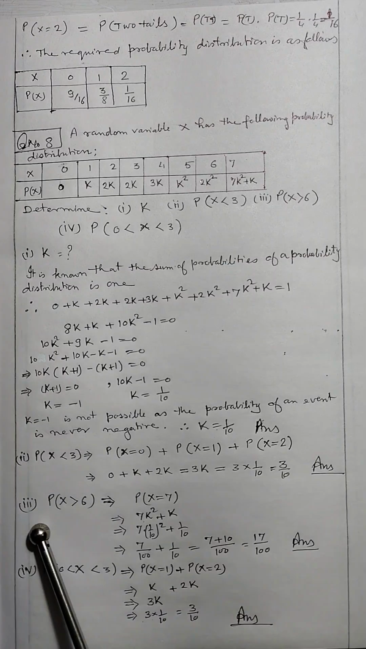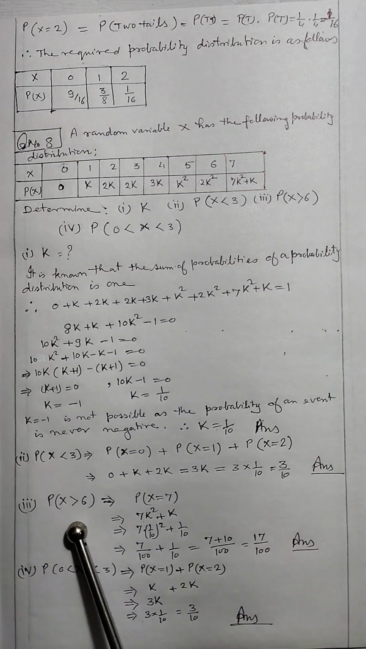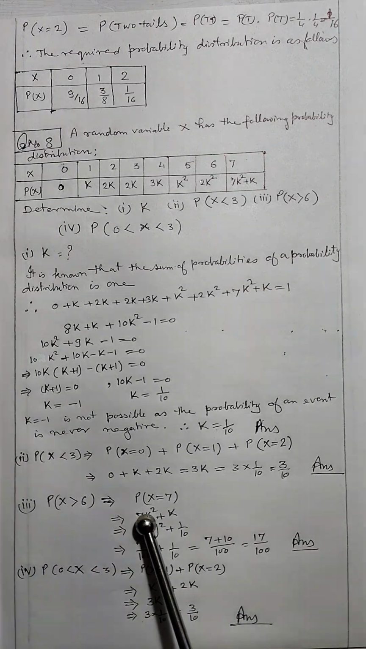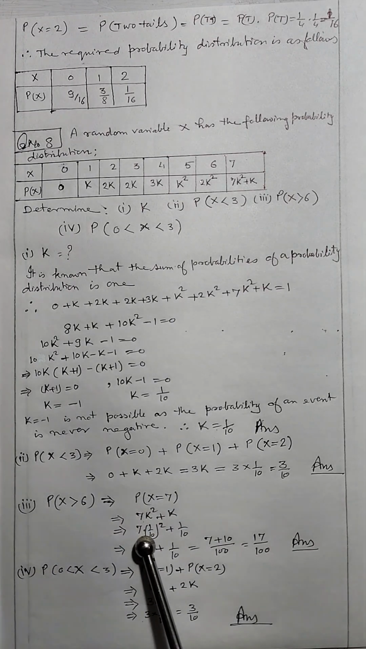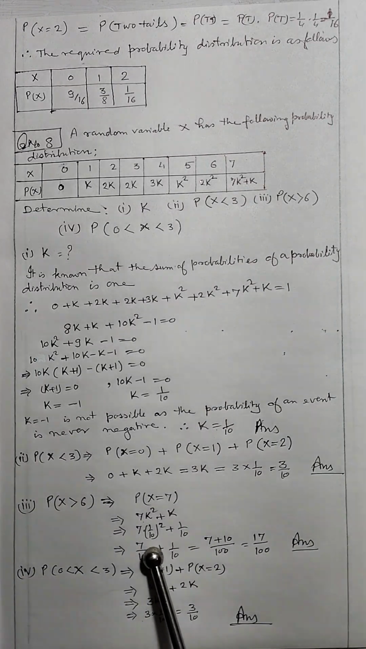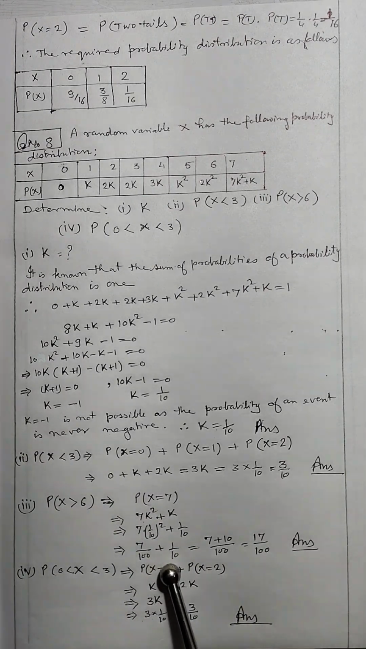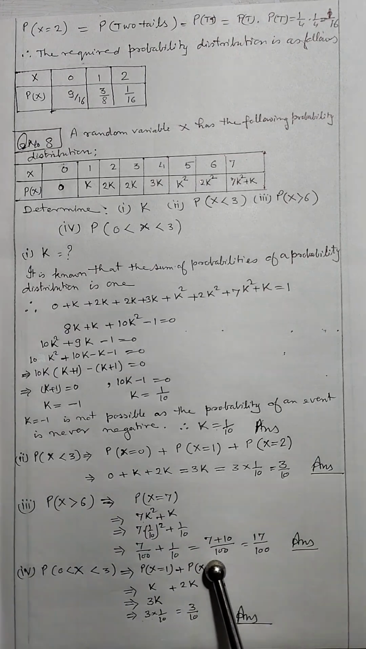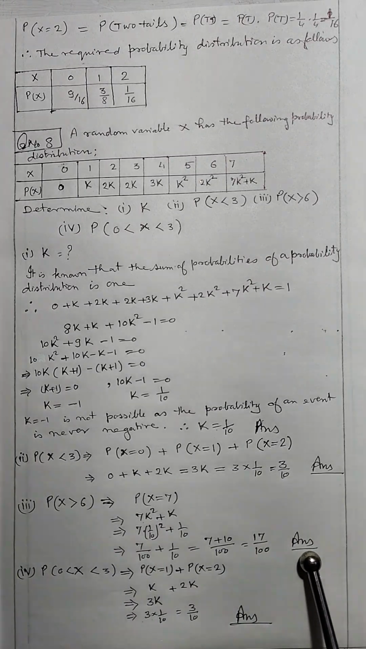Now the third part, that is probability of x greater than 6. This indicates the probability of x equal to 7, and it will be equal to 7k square plus k. So in place of k I have written 1 by 10 whole square plus 1 by 10. Solving this, 7 by 100 plus 1 by 10, it will be equal to 7 plus 10 whole divided by 100, that is 17 by 100, and this will be the required answer.